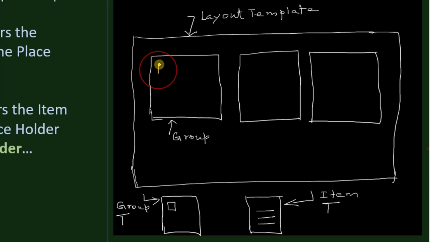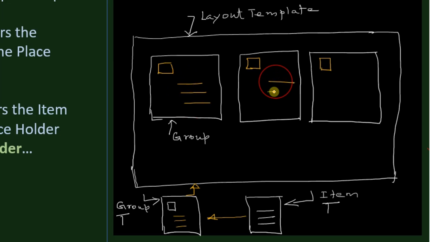So based on the logical grouping, you may tend to see multiple groups, right? If there are 3 groups found, then layout template will place those 3 groups here. Then we are stating that this group template is referred by the layout template, and group template refers the item template. That means item template content will go here, and when group template is invoked by the layout, it invokes the item also.